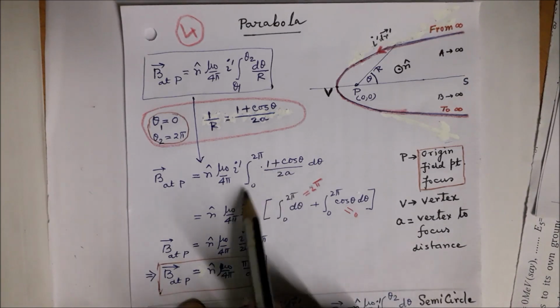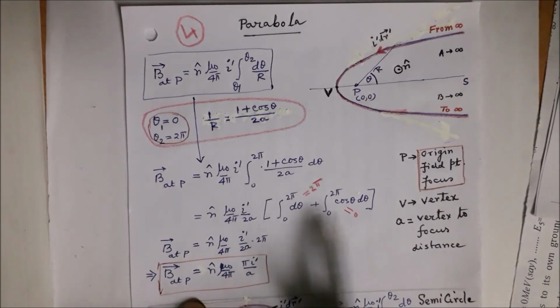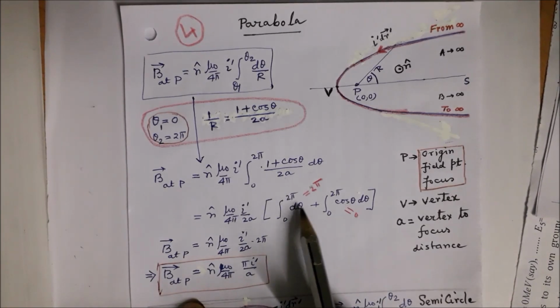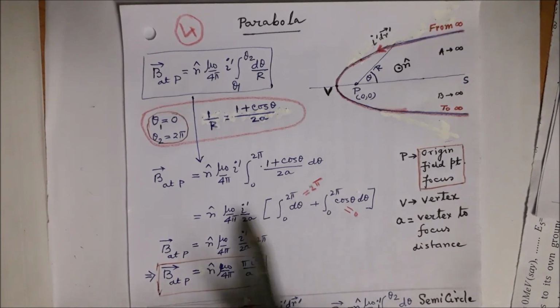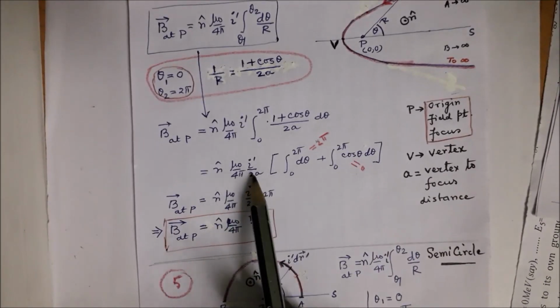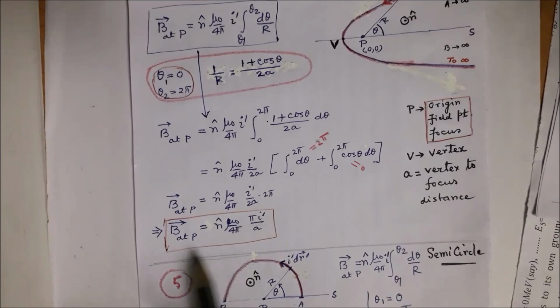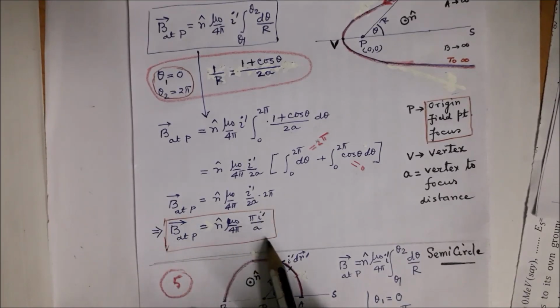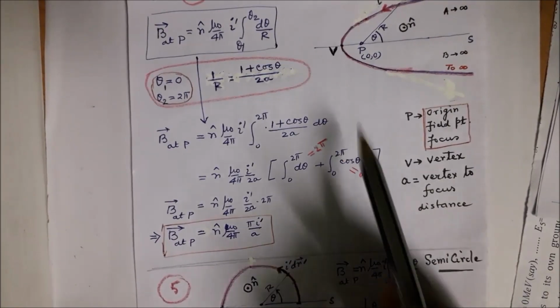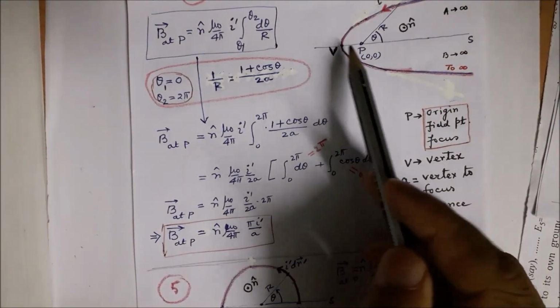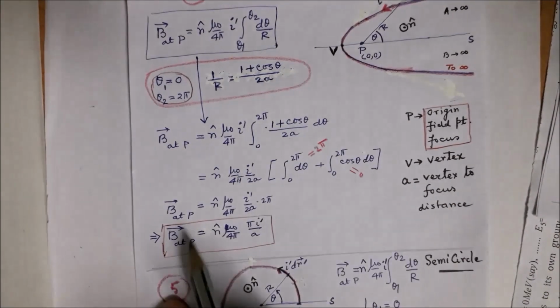Now it becomes very easy. It dissolves into two parts. One is 0 to 2 pi d theta, which is 2 pi, and this one is as before, it is 0, and therefore collecting all the components, we end up with this relation. Here let me again re-emphasize that A is the vertex to focus distance, that is the distance VP.